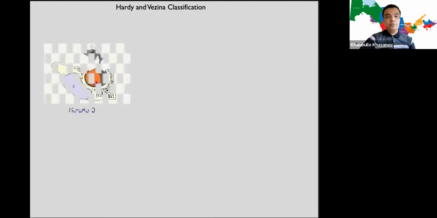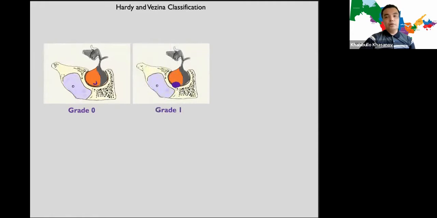So according to them, grade zero is characterized by a small size of a lesion within the pituitary gland, and there is no erosion of bone. Grade one is accompanied by a tumor of less than 10 millimeters, which is limited to the sellar area, but the sellar floor is slightly bulging or sloping, which may cause some bone destruction.